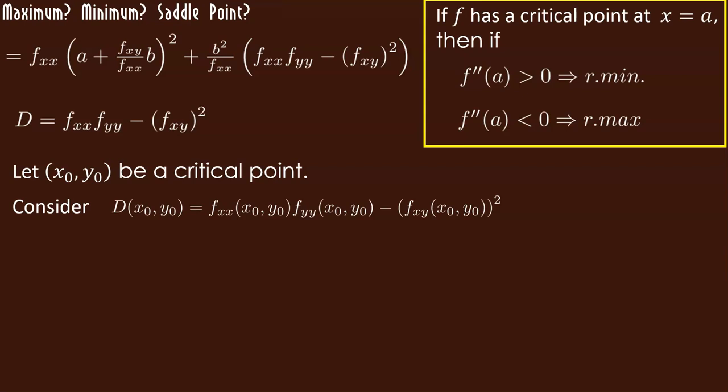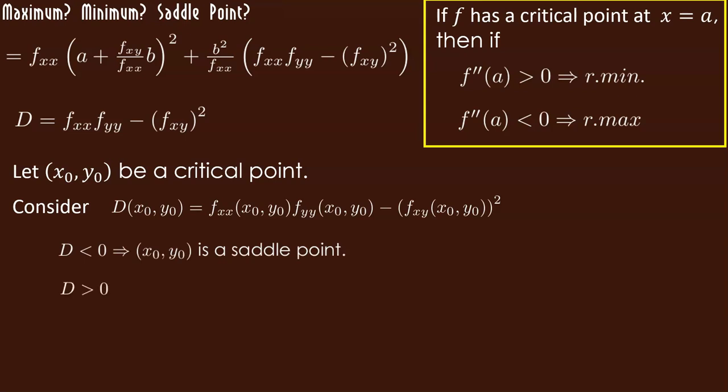It's also possible they have the same sign, but they're not big enough to overcome this f of xy squared, and when you subtract it, you get a negative number. So that means that pull of the f sub xy is stronger than in the x or y direction. So if d is negative, you have a saddle point.